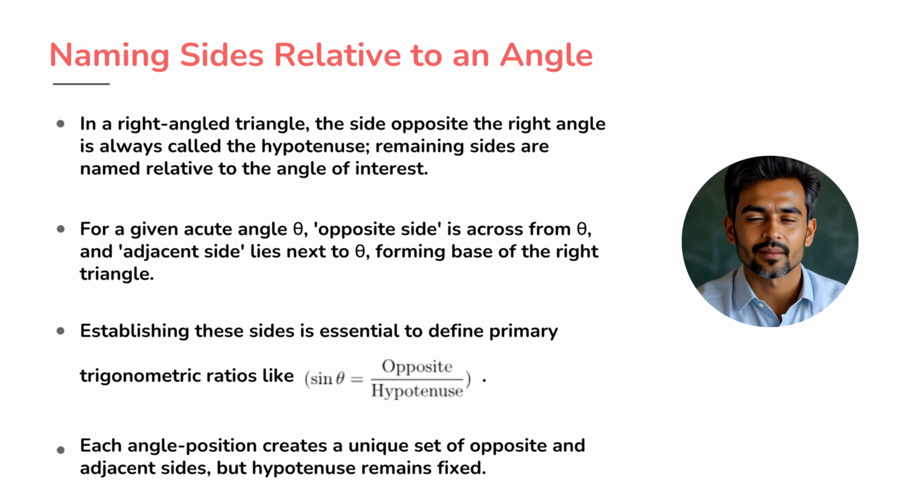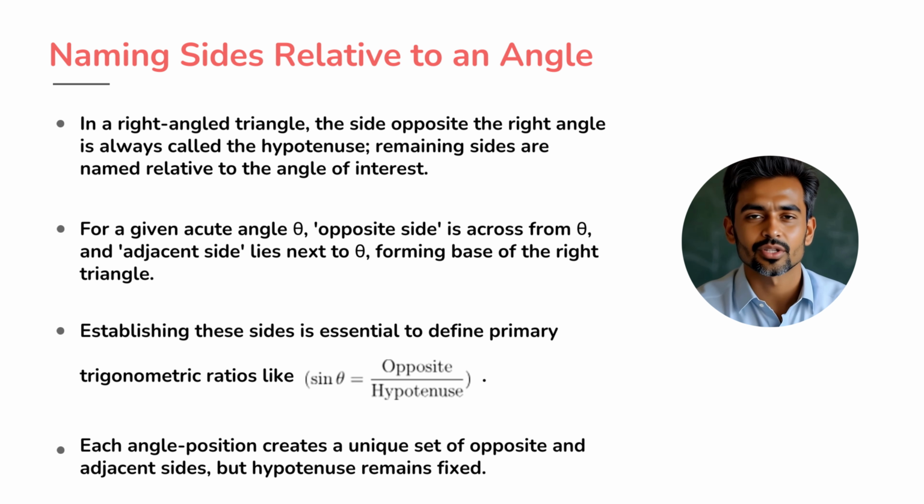On this slide, you can see a right-angled triangle with one angle marked as theta. The side opposite to theta is called the opposite side, the side next to it is the adjacent side, and the longest side across from the right angle is the hypotenuse. Don't worry, we'll dive deeper into all these terms soon.